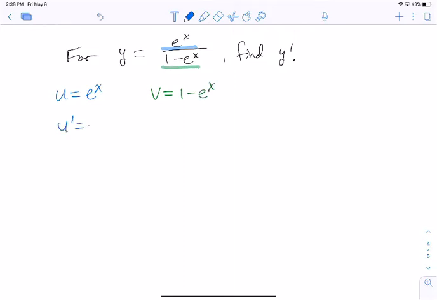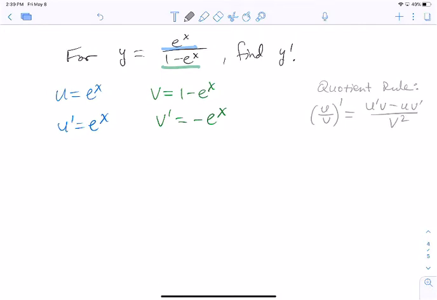Then u prime is equal to e to the x, and v prime is equal to negative e to the x. As a reminder, the quotient rule is (u over v) prime is equal to (u prime v minus u v prime) divided by v squared.